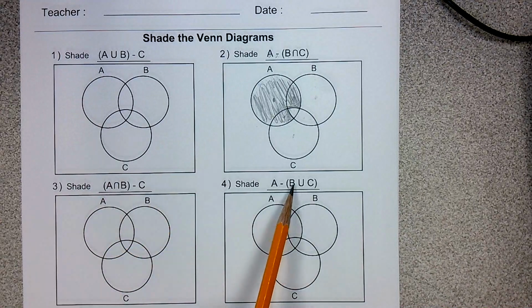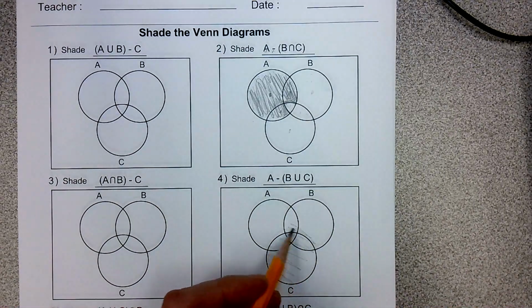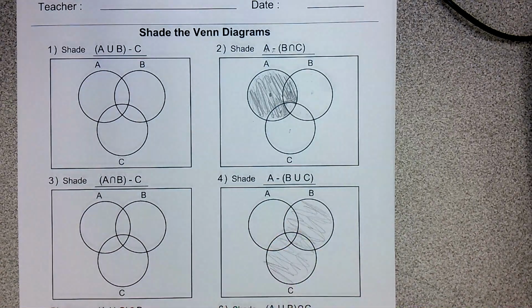Number 4 is very similar. I'm going to shade B or C. I'm going to shade the union, all of B and all of C. Not just where they overlap, but all of B and all of C. Okay? And I'm doing it lightly because I'm going to be erasing, I bet.